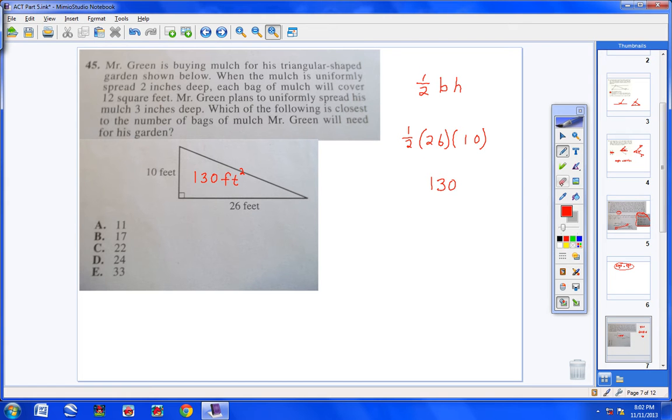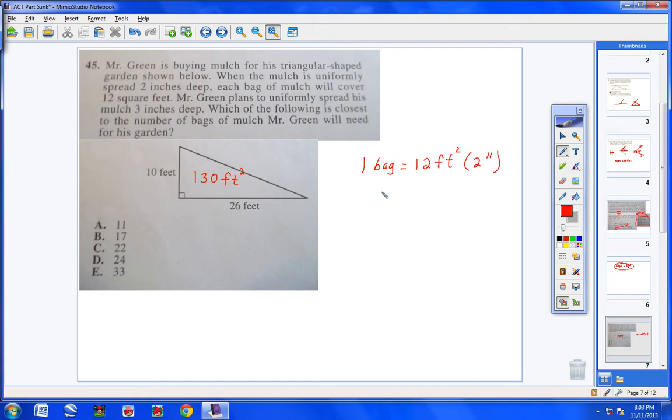Now let's go back up here, and what you would do in a problem like this is, first of all, they're testing your ability to remember how to find the area of a triangle, and then how to just reason and think this through. Just use common sense and reasoning skills. For example, we know that one bag, now watch this carefully, one bag will cover how many square feet? 12 square feet. However, that's going how many inches deep? 2 inches deep. Okay? Do you see what I'm saying there? And it says that right here. One bag will cover 12 square feet, 2 inches deep. Okay? Now, I want to go 3 inches deep.